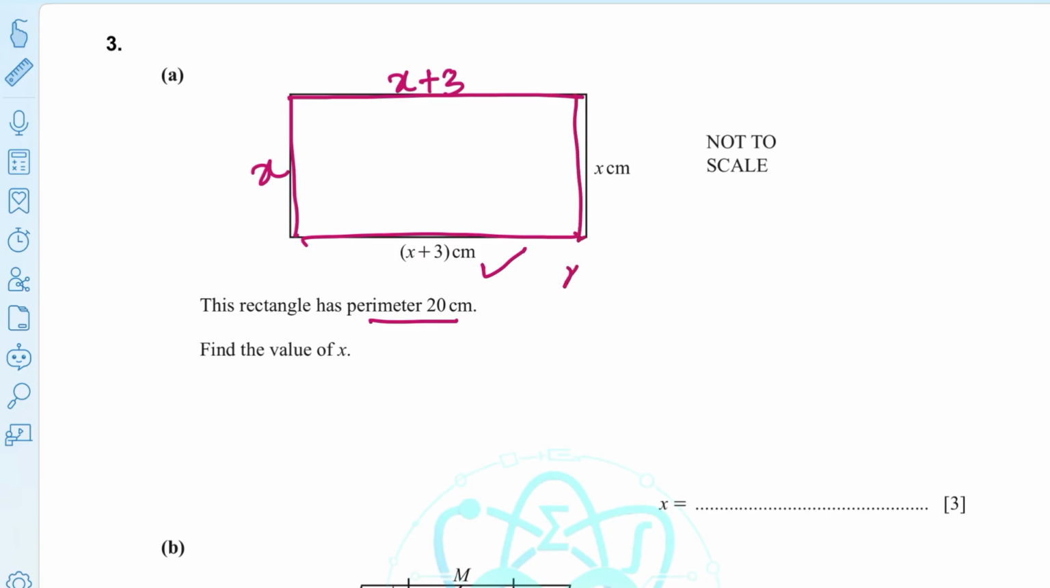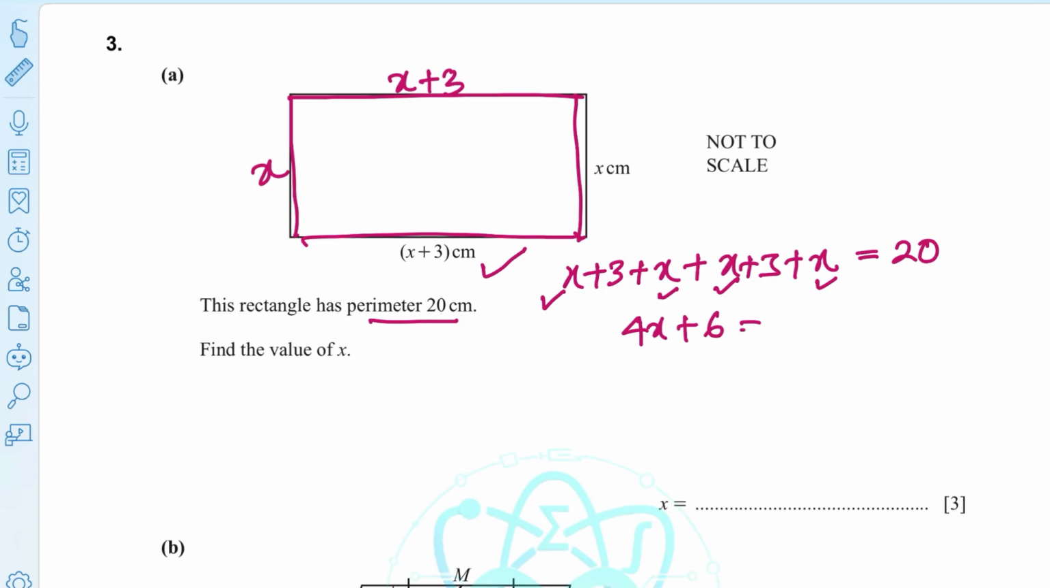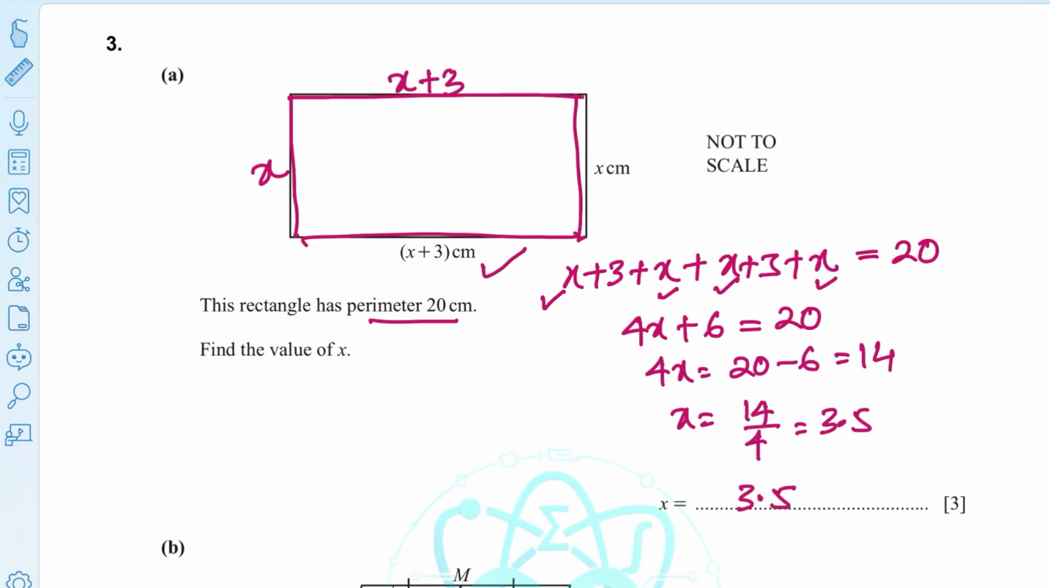So we can say x plus 3 plus x plus 3 plus x, right? We have to add all the sides, that equals 20. Now 1 2 3 4, we have 4x, 3 plus 3 is 6, that equals 20. Rearrange it. So 4x equals 20 minus 6, which equals 14, and x equals 14 over 4, and that gives you the answer 3.5. The value of x is 3.5. Clear? Got it, right? Okay, next.